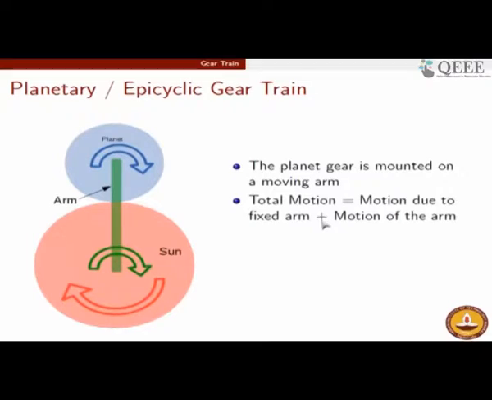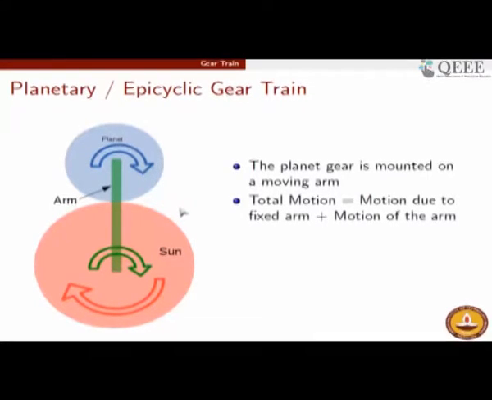So using the concept of relative motion, we can understand that there are two types of motion that are possible in this planet. One is the motion if the arm were fixed. If this arm is supposedly fixed, then this gear train is no different from a simple gear train. A simple gear train is just two gears in engagement with a transmission of motion. That part we have already studied, and in fact, it's not even a gear train because there are just two gears, right? So that part is easy.